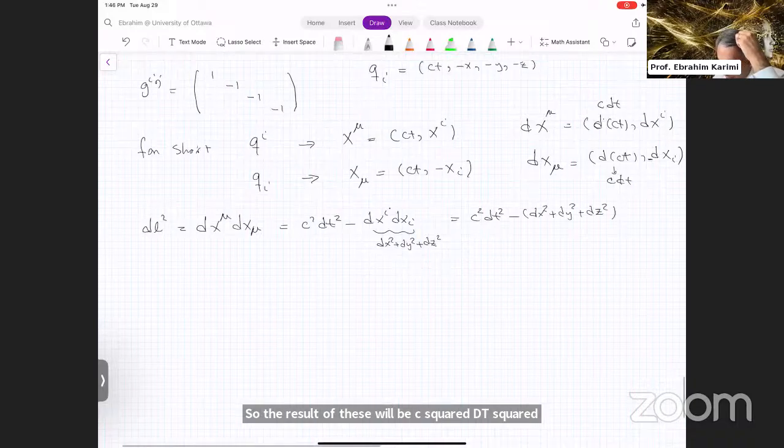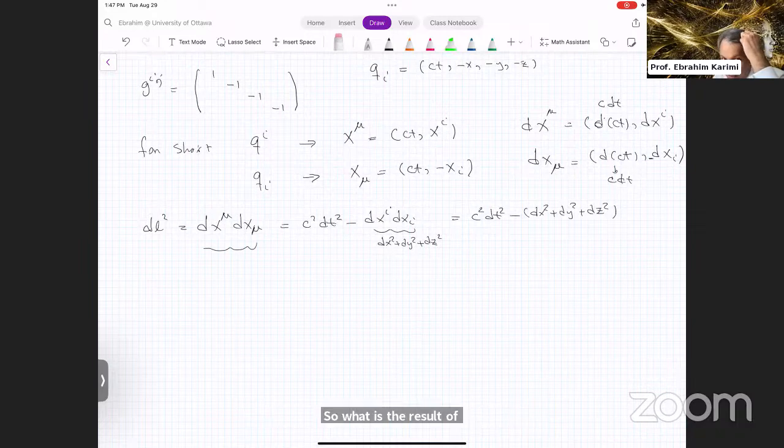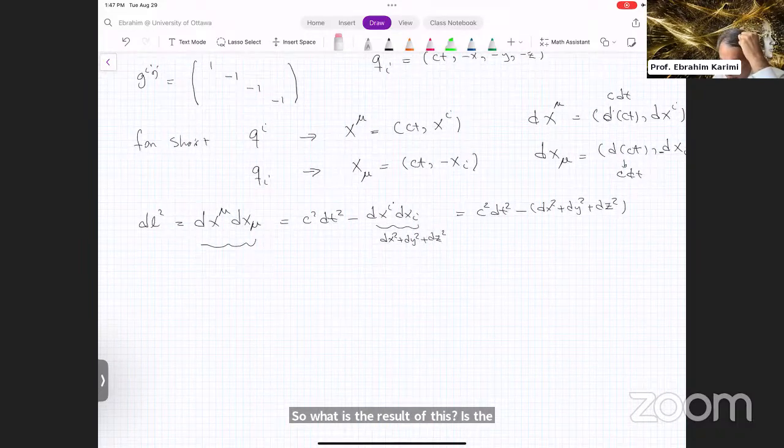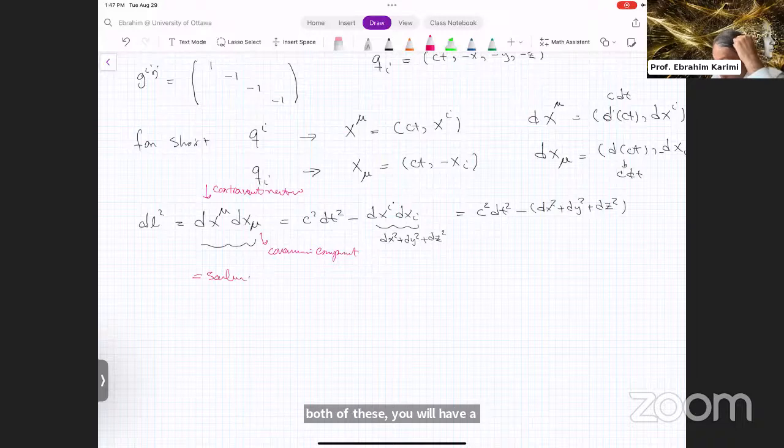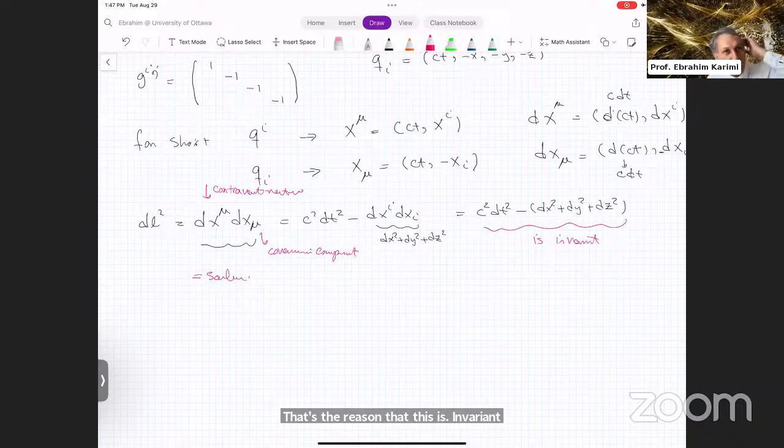So what is the result of this? It is the summation over the dummy index. This is a contravariant vector. This is the covariant components of the vector. If you do the summation over both of these, you will have a scalar quantity. That's the reason that this is invariant, meaning that it is independent of the coordinate that you choose.